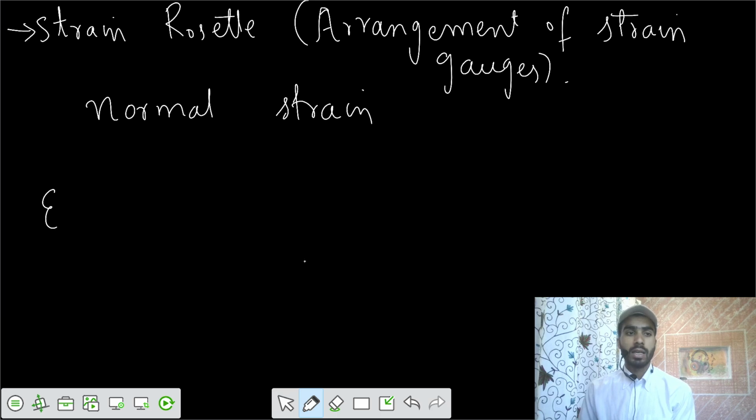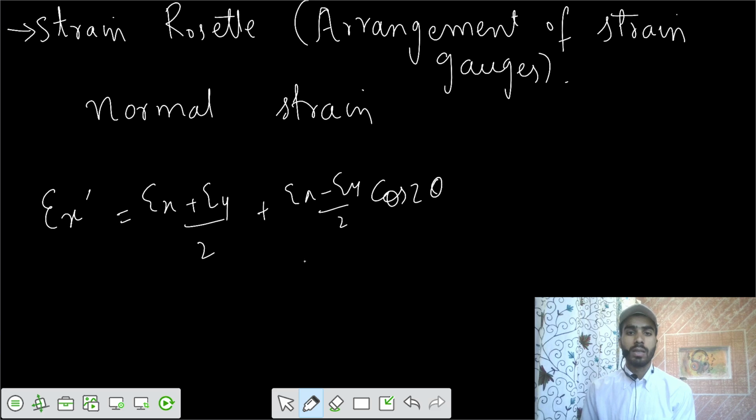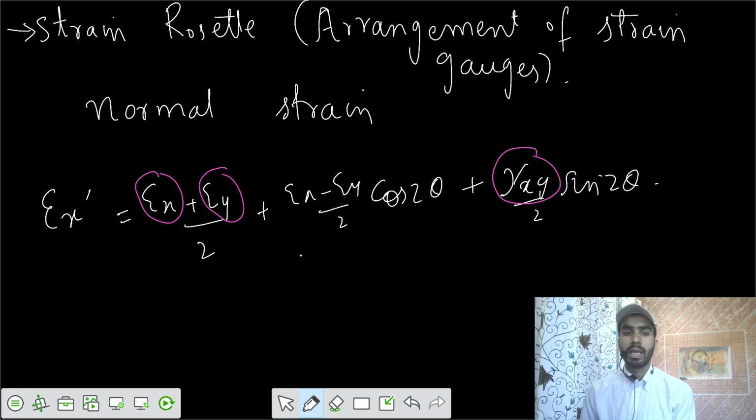We have the equation Ex dash equals Ex plus Ey by 2, plus Ex minus Ey by 2 cos 2 theta, plus gamma xy by 2 sine 2 theta. In this standard equation we have four variables: Ex, Ey, gamma xy, and Ex dash. So we have three normal strains and one shear strain.